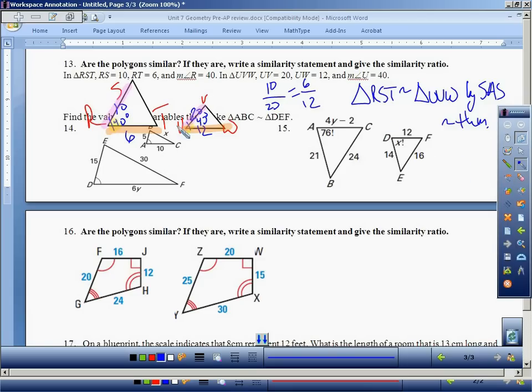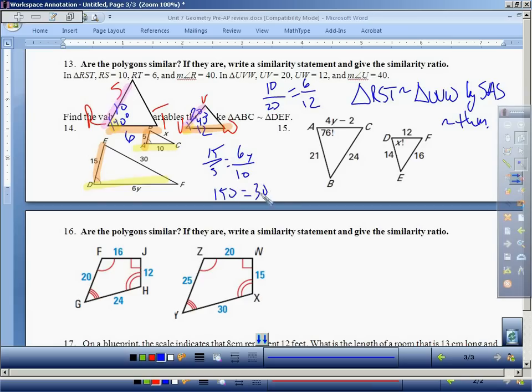And down below here, I have two triangles. I need to find the value of the variables that make them similar. So I just set up a proportion. 15 is to 5 as 6y is to 10. Cross multiply, I get 150 equals 30y. Divide both sides by 30, and I get y equals 5. So the value of y is 5.